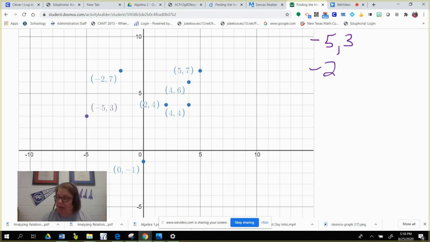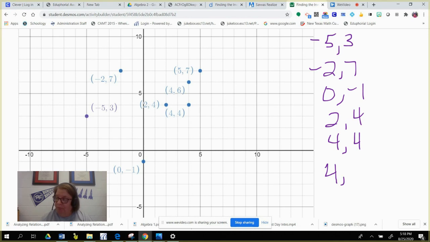negative 5, 3, and then we're going to go to negative 2, 7, and then we're going to go to 0, negative 1, and then we're going to go to 2, 4, and we're going to go to 4, 4. I'm just getting them in the right order here. And then 4, 6, and then 5, 7. This is the order they were on the paper that I got them from.